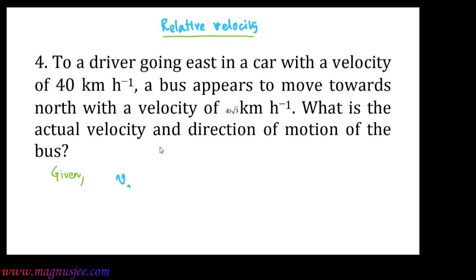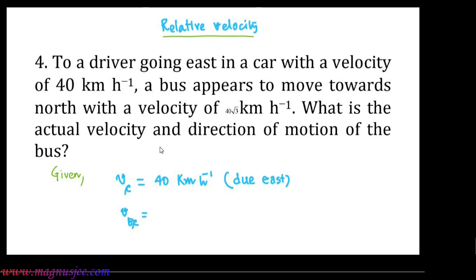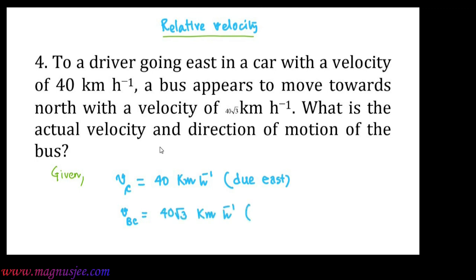According to this numerical, the given velocity of the car, that is Vc, is equal to 40 kilometer per hour due east. The apparent velocity or relative velocity of the bus with respect to the car, that means Vbc, is equal to 40 root 3 kilometer per hour due north.